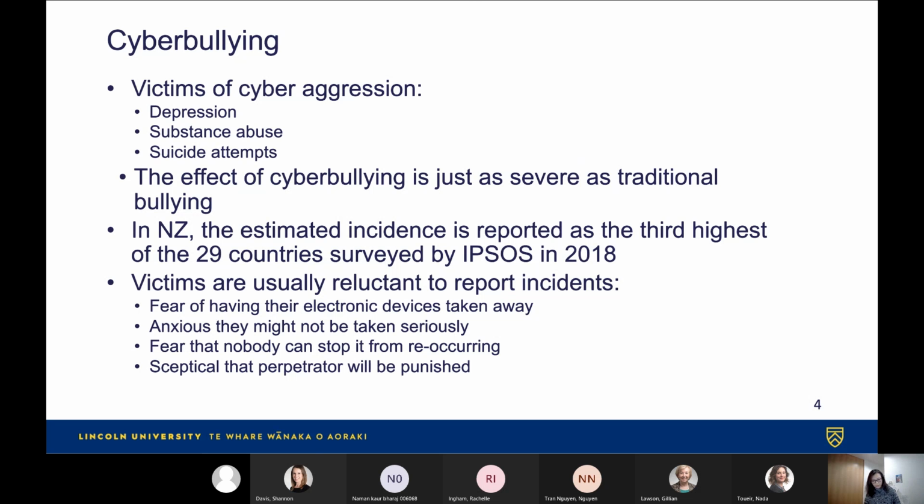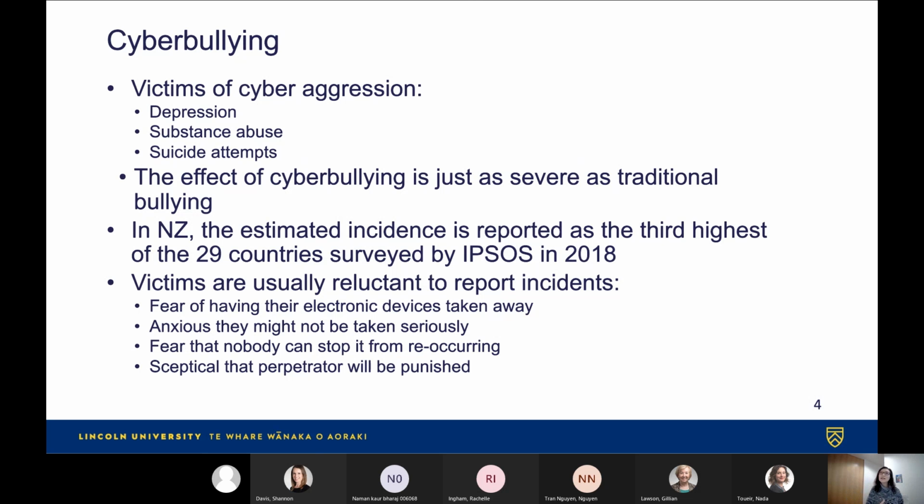Ipsos stands for Global Market Research and Public Opinion Specialist, so they do market polls and all of this stuff. The trouble with cyberbullying is that victims are often very reluctant to report incidents, because these incidents are very prevalent among young teenagers, young people.